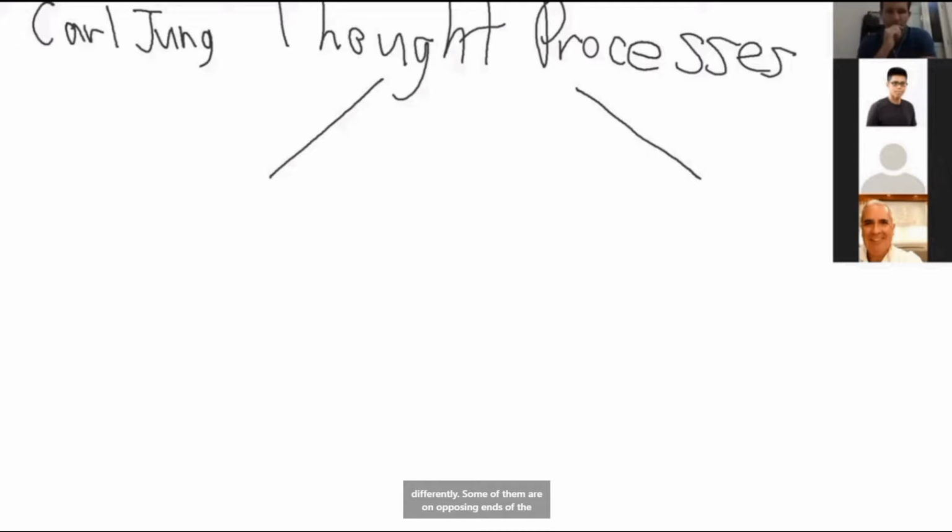Some of them are on opposing ends of the spectrum. I picked out a couple of examples earlier. Even though they seem like they oppose each other, they do not exactly oppose each other. In fact, things that seem to oppose each other are supposed to work well with each other and integrate into each other. But the problem with everyone individually is that our bias towards one over the other causes us to see them as conflicting with each other.